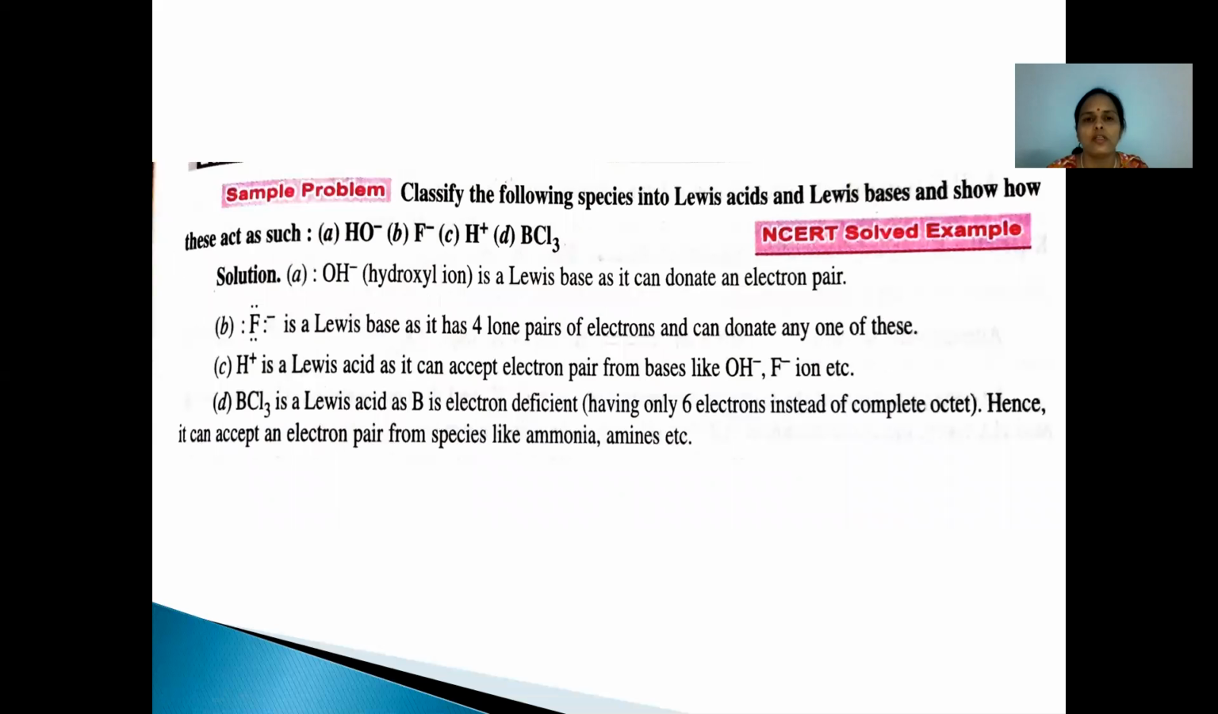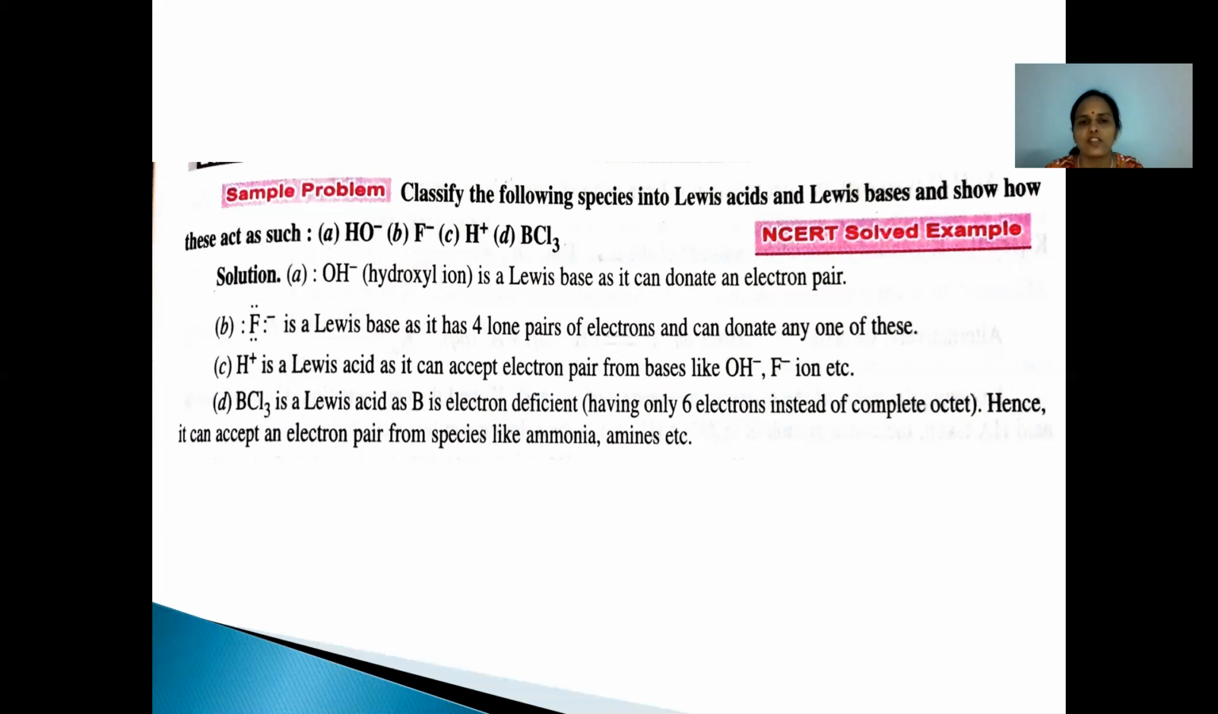Now look at this question. The question is, classify the following species into Lewis acids and Lewis bases and show how these act as such. So as I said, negative charges like OH minus, F minus, or those that are having lone pairs of electrons on them, can act as your Lewis bases. So OH minus is a Lewis base as it can donate an electron pair. F minus is also a Lewis base because it has 4 lone pairs of electrons and can donate any one of these. H plus and BCl3 act as Lewis acids.